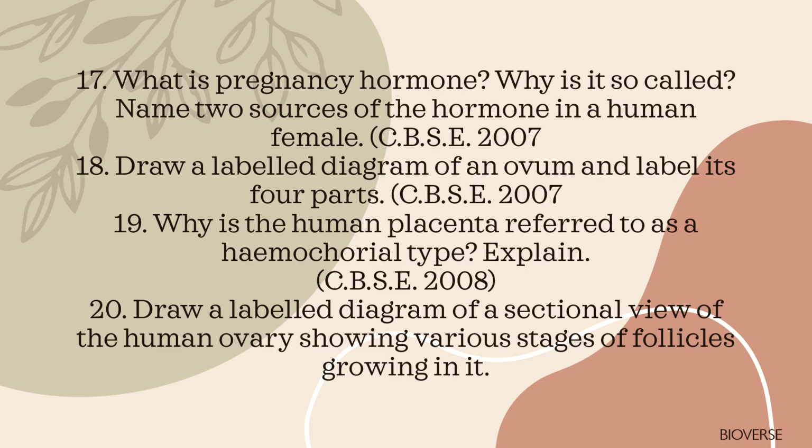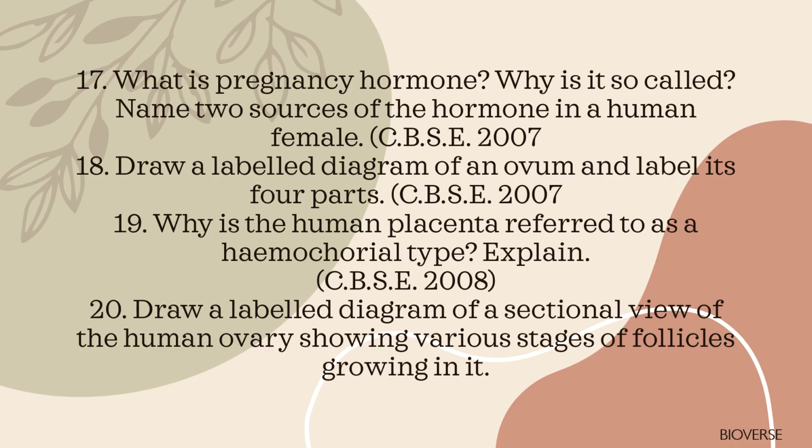Question 19. Why is the human placenta referred to as a hemochorial type? Explain. Answer. The human placenta is called hemochorial because the chorionic villi of the embryo are in direct contact with maternal blood. This allows efficient exchange of nutrients, gases, and wastes between the mother and the fetus.